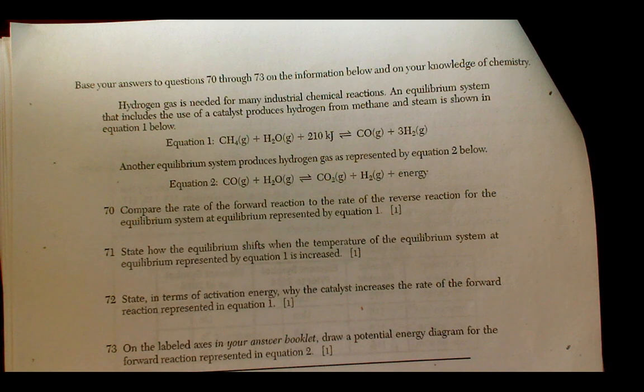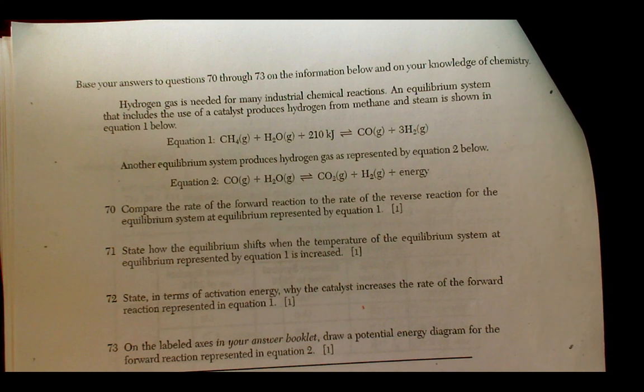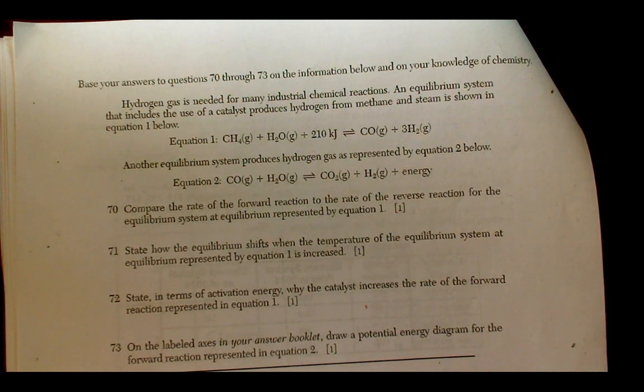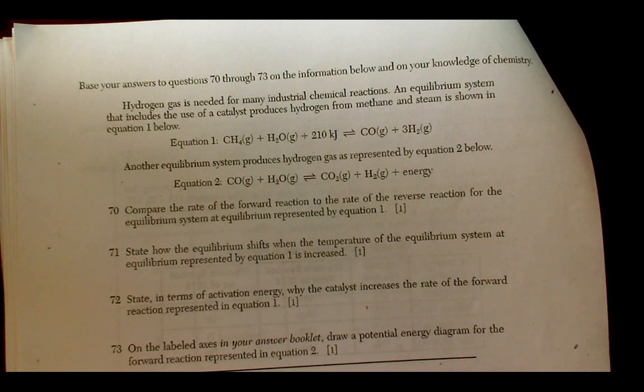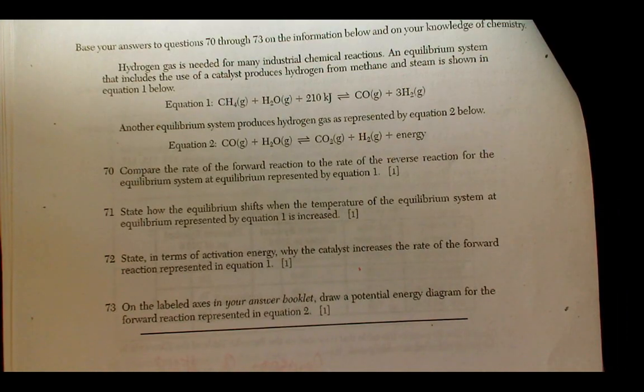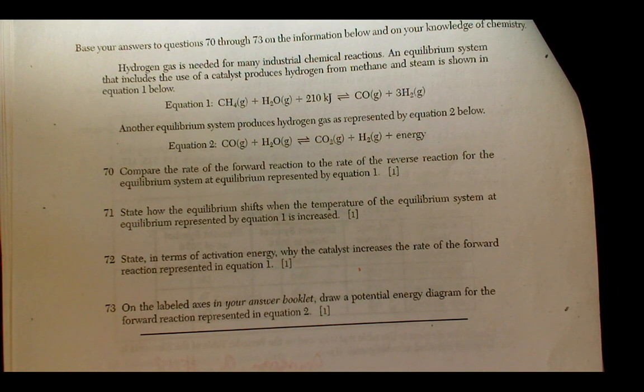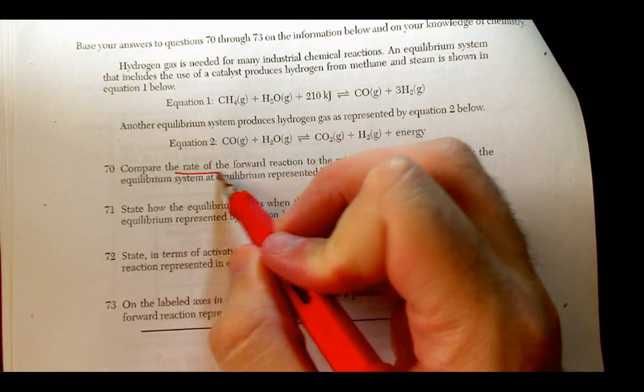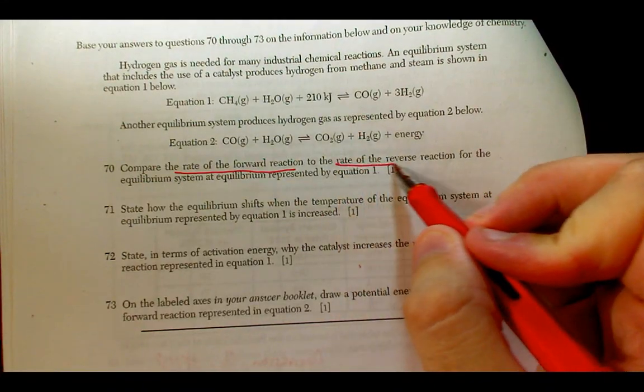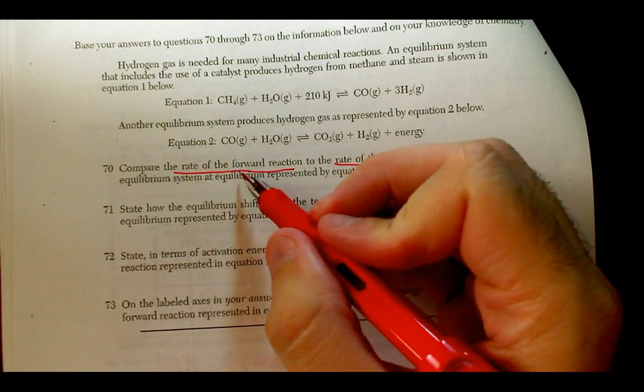70 says, compare the rate of the forward reaction to the rate of the reverse reaction for the equilibrium system at equilibrium represented by equation 1. They keep using this phrase, equilibrium system at equilibrium. Stop using the word equilibrium. Why have to be difficult? Just use normal English. I don't know. Compare the rate of the forward reaction to the rate of the reverse reaction. That's what you really need to say. And it says at equilibrium.